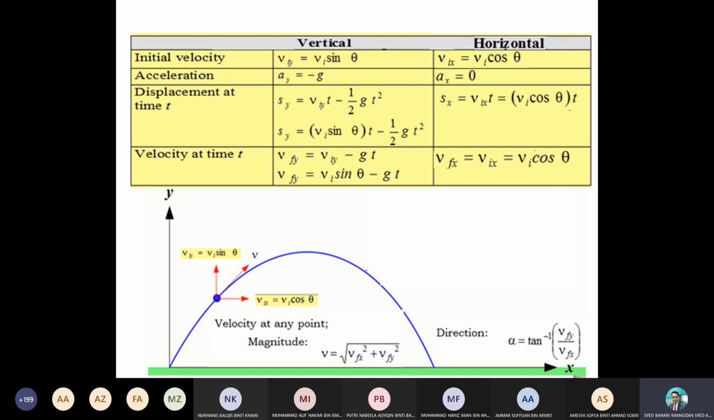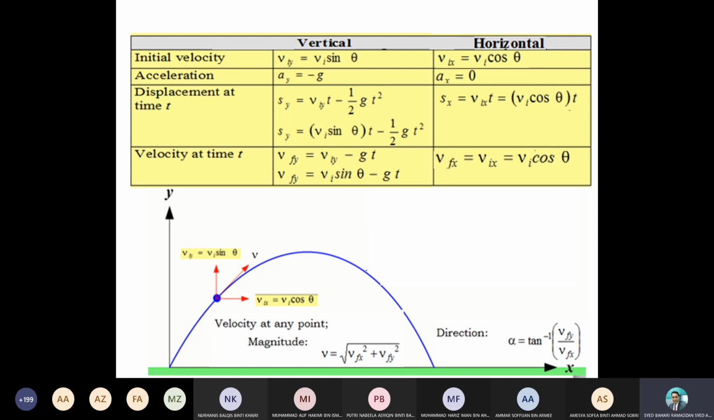And then the displacement is supposed to have the same equation, v initial t minus half g t square, but for the horizontal, because g is not involved, I am just left with v initial x t. And the same for the vertical at time. So we just have v final x equals v initial x. And as we know, v initial x is v initial cos theta. This is for the vertical.